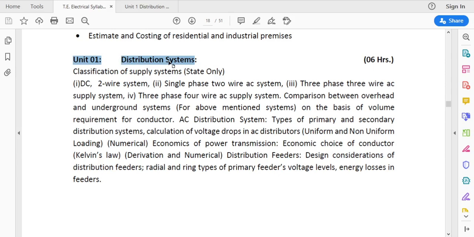In the previous semester you have studied one subject that is called the power system, and before that you have studied one subject in the first semester of second year, that is power generation technology. So the third part from this series is this subject.